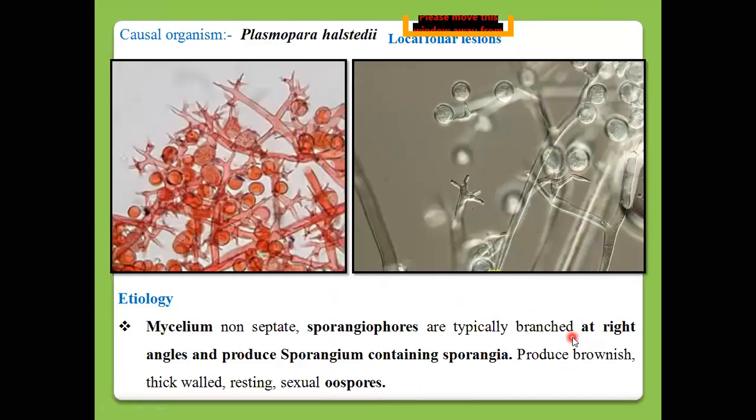Then Plasmopara halstedii: this pathogen develops mycelium, which is non-septate and coenocytic, and produces haustoria in the infected host tissue. It finally develops the sporangiophore. This sporangiophore is generally branched at a right angle to the main axis. I already explained these characteristics for Plasmopara viticola. So the sporangiophore is generally branched at a right angle to the main axis.